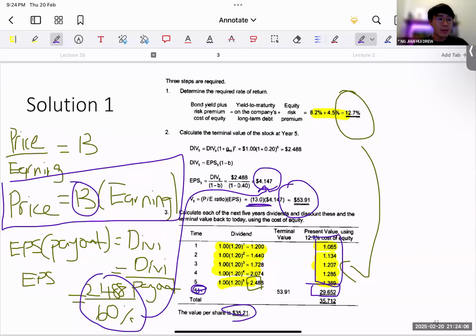The interesting thing about this question, why I want to highlight it, is this trailing PE, and we use the trailing PE to determine the terminal value.